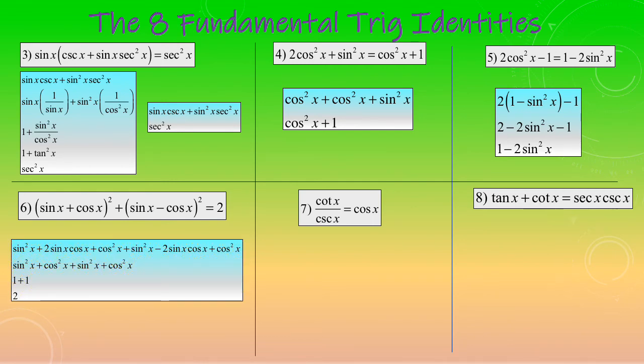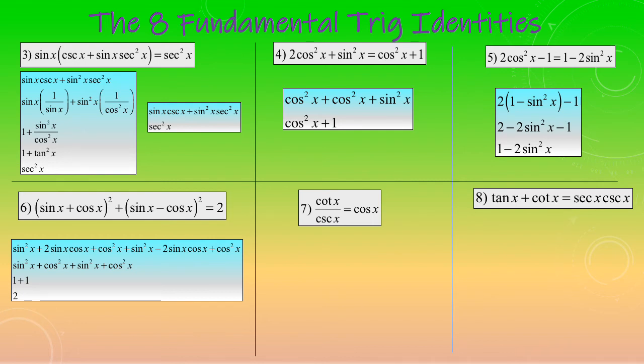In number 6, we have to show that sine of x plus cosine of x, quantity squared, plus sine of x minus cosine of x, quantity squared, is equal to 2. This is a problem that looks hard, but is remarkably easy. Obviously, we will work on the left-hand side of the equation. And since we have expressions that can be multiplied out, we will do so.